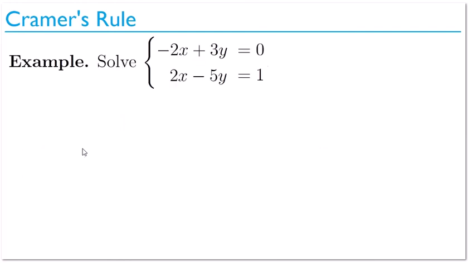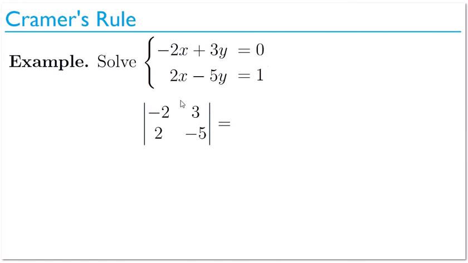As an example, let us solve this system. First, let's get the coefficient matrix. The coefficient matrix is negative 2, 3, 2, and negative 5. Then let us solve for its determinant.